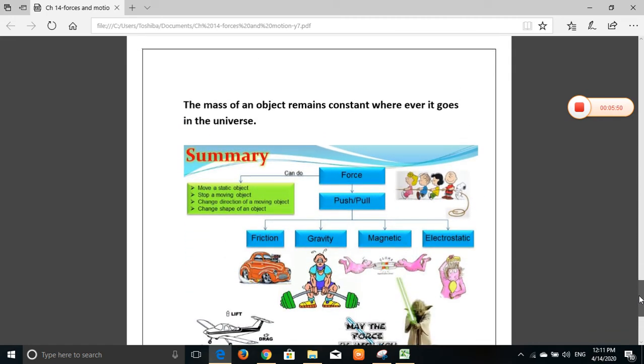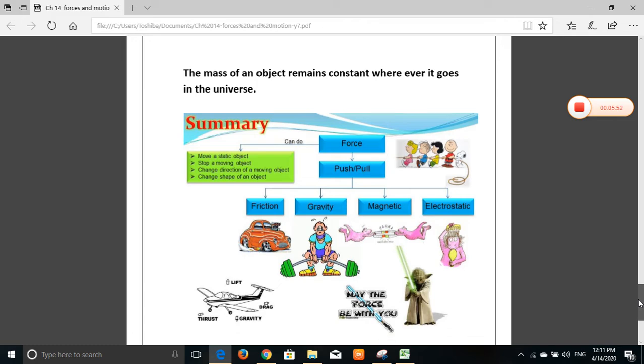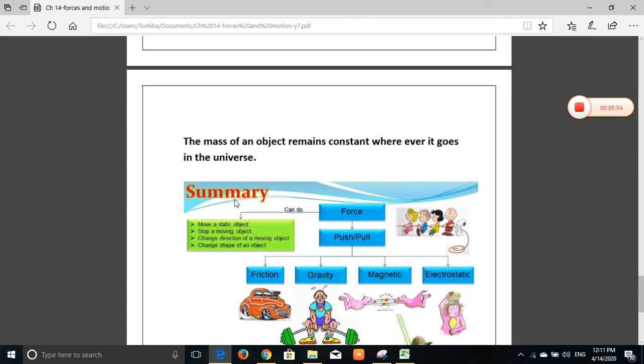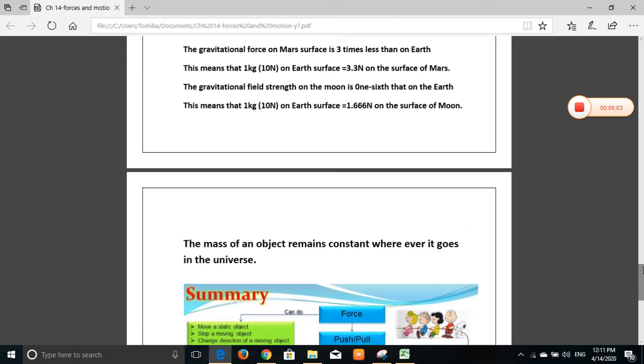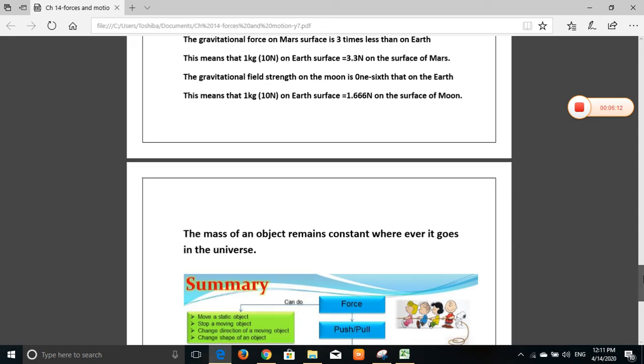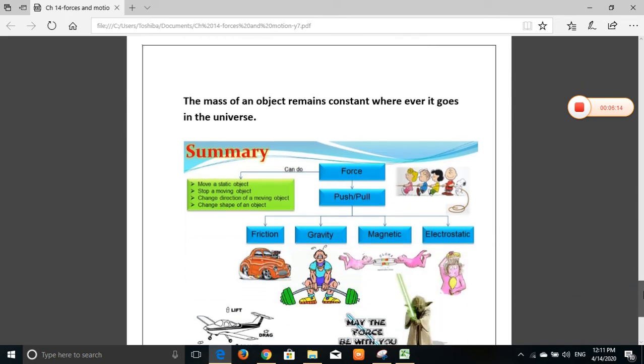Finally, the summary of this chapter. Before the summary, this sentence: the mass of an object, as I mentioned, remains constant wherever it goes in the universe. It's constant on the Moon. If your mass is 40 kilogram on Earth, it is 40 kilogram on Mars, and so on. So the mass never changes.